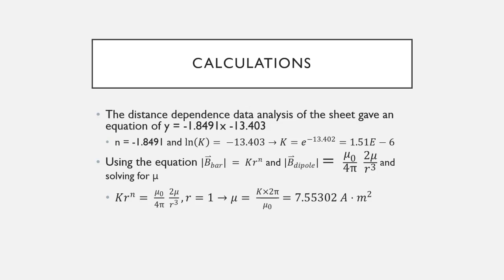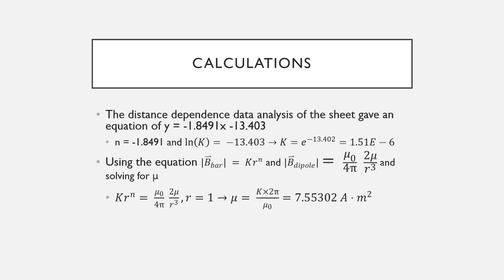the magnetic field of the bar is equal to k r to the n, and the magnetic field of a dipole typically is mu naught over 4 pi times 2 mu, which is our dipole moment, over distance cubed. And so we set those equations equal to each other and solve for mu, assuming that r equals 1, so it can be neglected for all these calculations because 1 raised to any power is still 1. We simplify down to mu is equal to k times 2 pi over mu naught, which gives us 7.55302 amp meter squared.